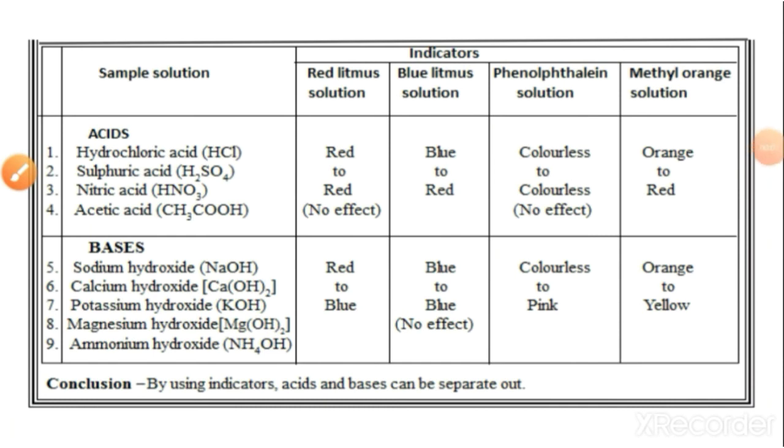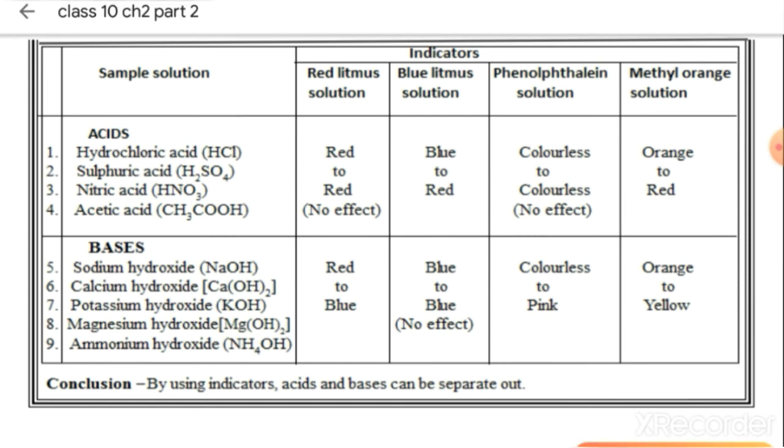Now let's recapitulate what we have learned till now. We have learned that acids are those which have H plus ions in their formula. So HCl is having H ion, that means it is an acid. H2SO4 is also having a hydrogen, that means it is an acid. HNO3, that is nitric acid, is also having a hydrogen ion. Acetic acid is also having hydrogen. So these are all acids.